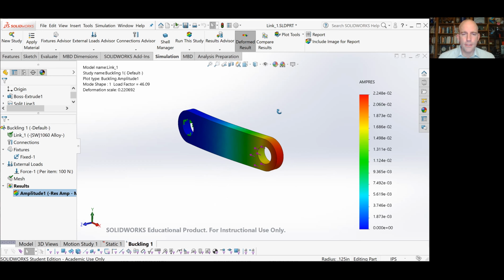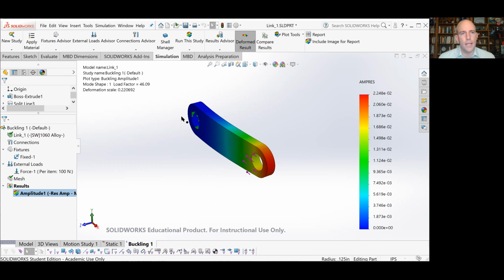The second thing is the quantitative result. And there's really only one thing you care about in terms of the numbers here. All this stuff is kind of irrelevant. It's all relative. But this number up here is absolute, and that is your load factor. Here we have a load factor of 46. That means we applied a load of 100 newtons. We would need 46 times 100, or 4,600 newtons, for this component to buckle.